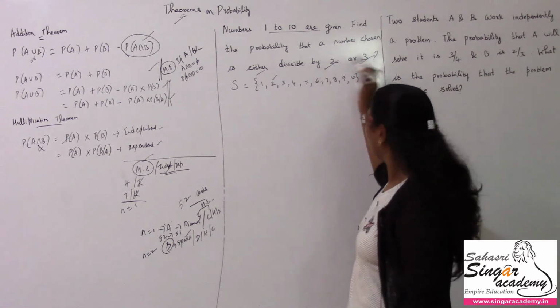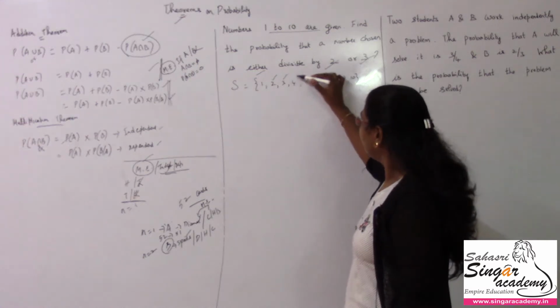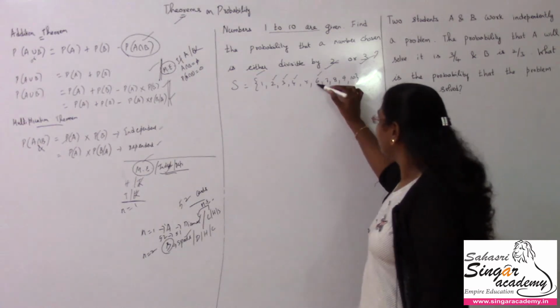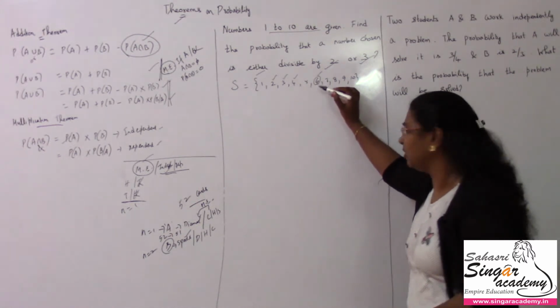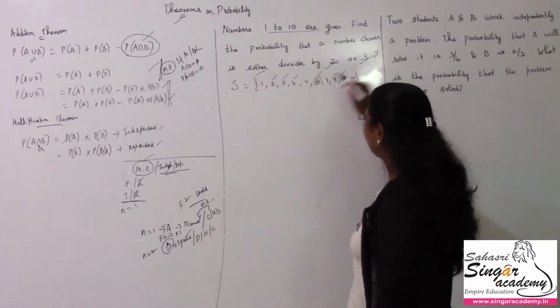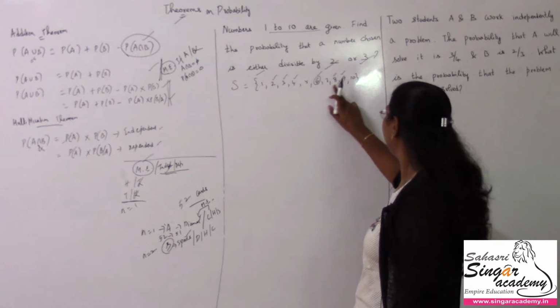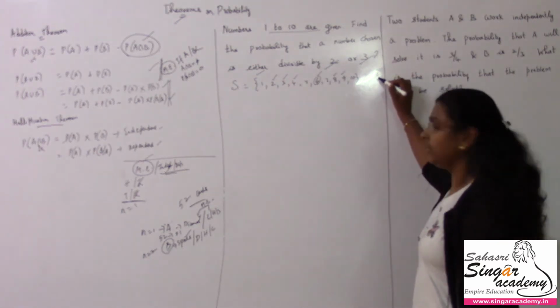If you work directly without using the theorem, which numbers are divisible by 2 or 3? 2 comes, 3 comes, 4 comes, 6 comes. If you take the number 6, it's divisible by 2 and divisible by 3, but we will count it only once. 8 comes, 9 comes. So the answer is 1 2 3 4 5 6, and 6 by 10 will be your probability value.